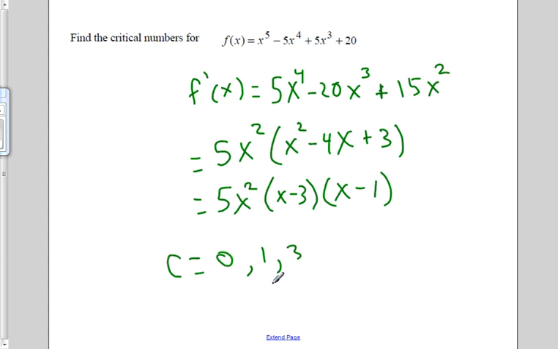If I asked for the critical points, I would take each of these x values and put them into the function to get an x and a y value.